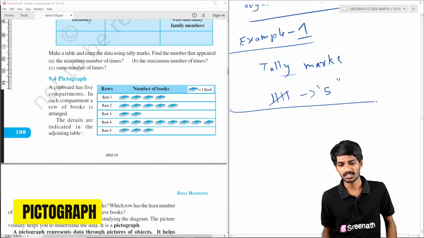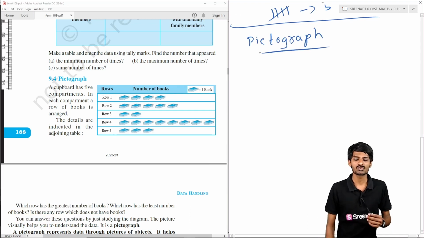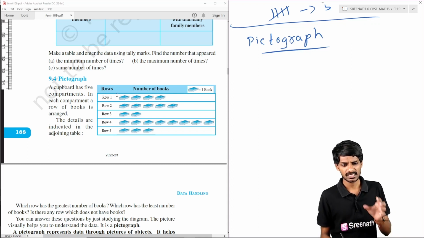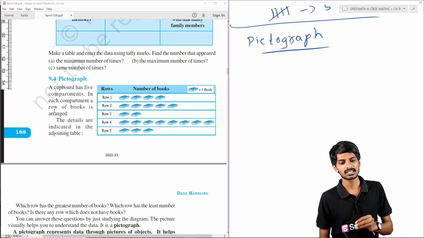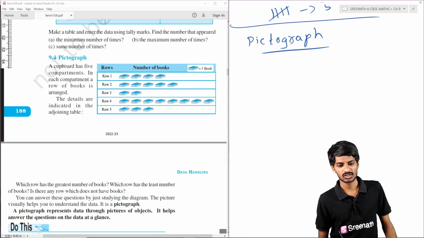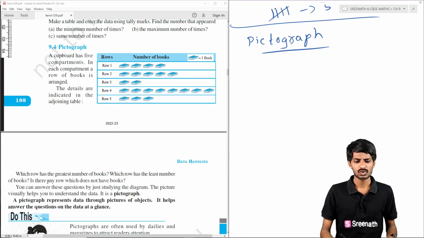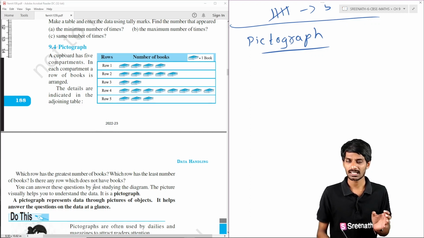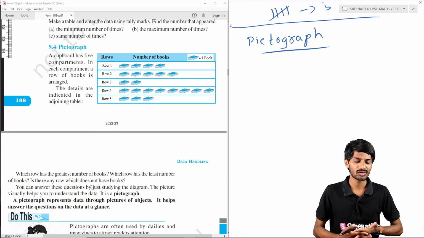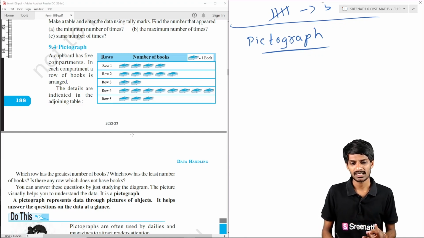So the next concept we are going to learn, students, is pictograph. If you see in the figure, there is a cupboard and it has 5 compartments. In each compartment a row of books is arranged, so the details are indicated in the adjoining table. So students, which row has the greatest number of books, and which row has the least number of books? By simply seeing, we can say that row 4 has the greatest number of books and row 3 has the least number of books.